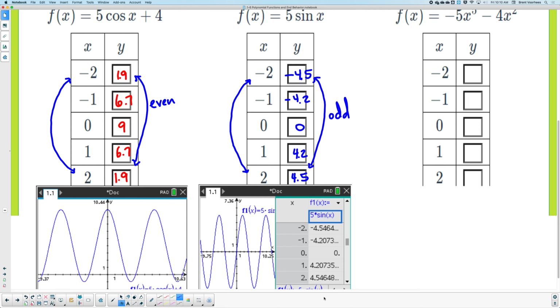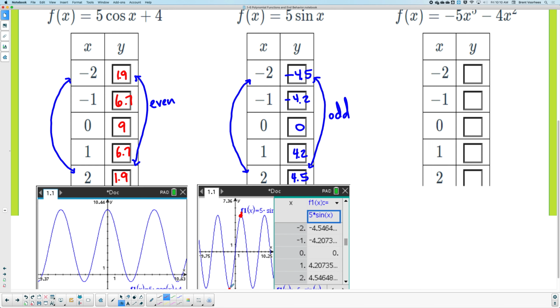So if you picked any point, let's just say I picked the maximum right here. If I pick this maximum, the minimum right here would correspond. The same x value changes from positive to negative, but then the y value would also change from positive to negative. So any maximum or minimum would have its corresponding pair across the origin.